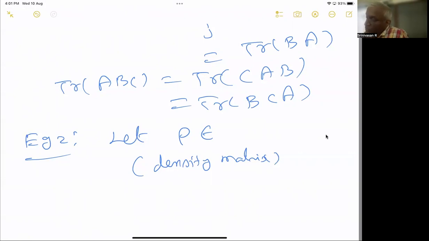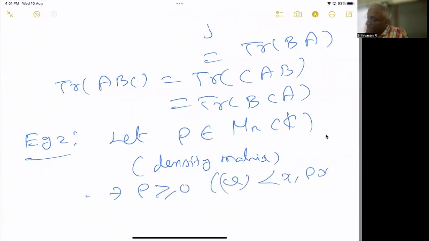Now let rho be in M_n(C), such that this is called a density matrix, such that rho is greater than or equal to 0. That is, for any x, the inner product of x with rho x is greater than or equal to 0. This is the definition of positivity. These things we will define in a much broader setup for operators in a Hilbert space. Here, if you don't remember it from linear algebra, the positivity condition is this: the inner product of x and rho x is greater than or equal to 0 for all x. This is what is called positivity.